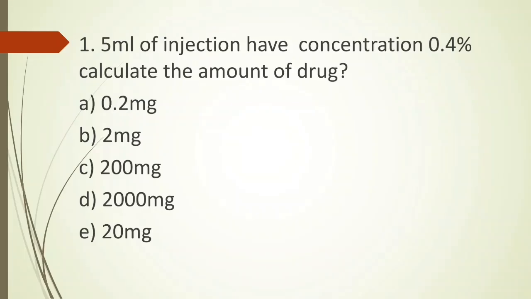Now let's see the first question. 5 ml of injection have concentration 0.4%. Calculate the amount of drug. Option A 0.2 milligram, option B 2 milligram, option C 200 milligram, option D 2000 milligram, and option E 20 milligram. When we are seeing such a question, we have to be careful about the unit.